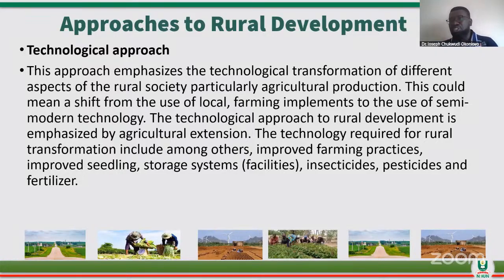Now, the technology required for rural transformation include, among others, improved agricultural or farming practice, improved seedlings, improved storage systems as the facilities for storage, improved insecticide, herbicides, pesticides, and even fertilizer application technologies. So this is the technological approach.